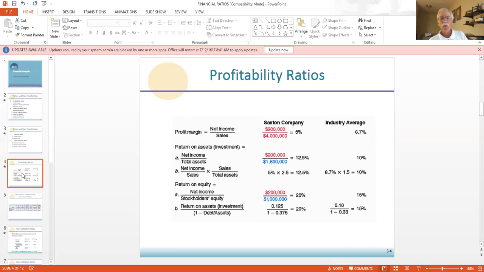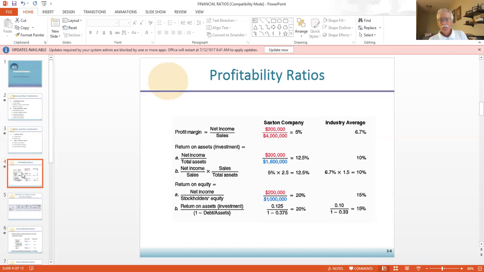Return on assets, we measure the amount of net income we're generating relative to our total level of assets. And in this case, this is a pretty strong return on asset number of 12.5% for this company. $200,000 divided by a fixed asset balance of $1.6 million, 12.5%. That's a strong return on asset number.